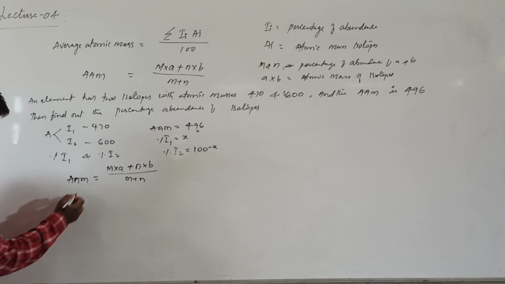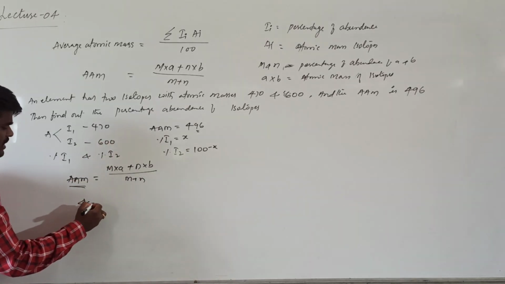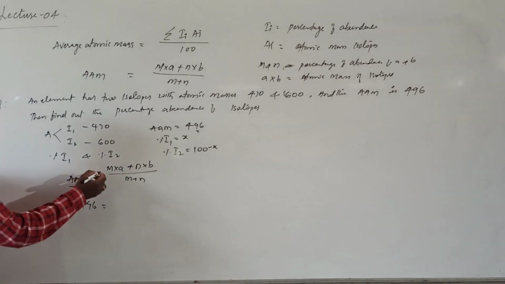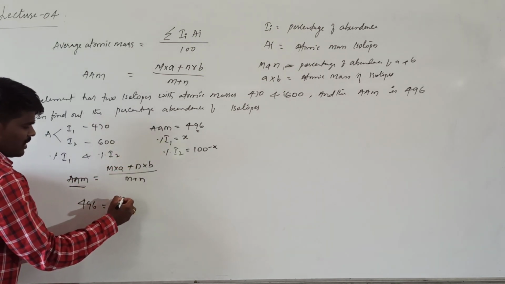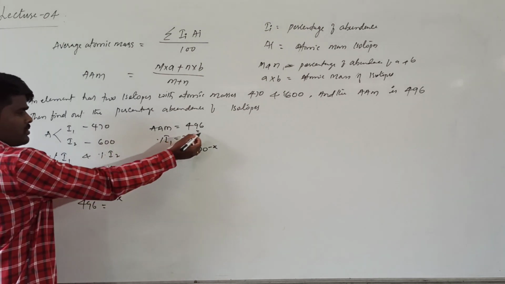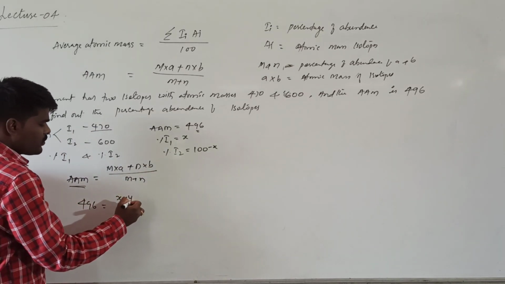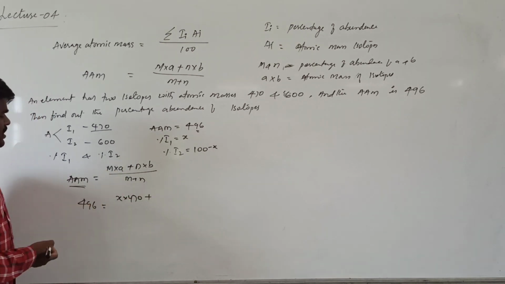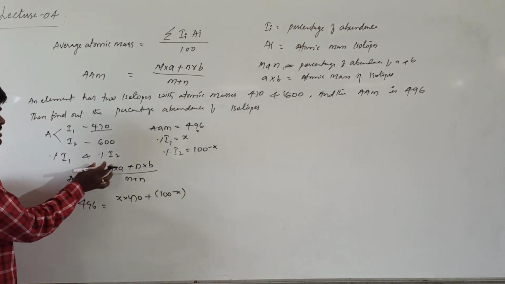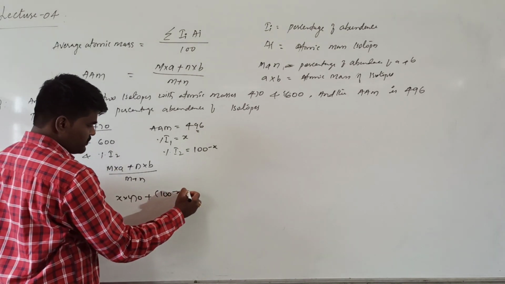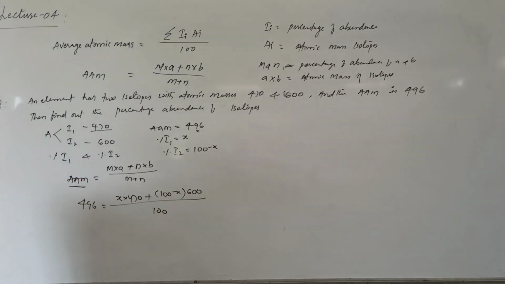So by putting in the data, you can calculate this percentage abundance. What is the average atomic mass given? 496. And the percentage abundance of the first isotope, let us assume, is X, and its atomic mass is 470. So it becomes X into 470 plus, for the second isotope, the percentage abundance is 100 minus X and its atomic mass is 600, upon 100. Are you getting this?